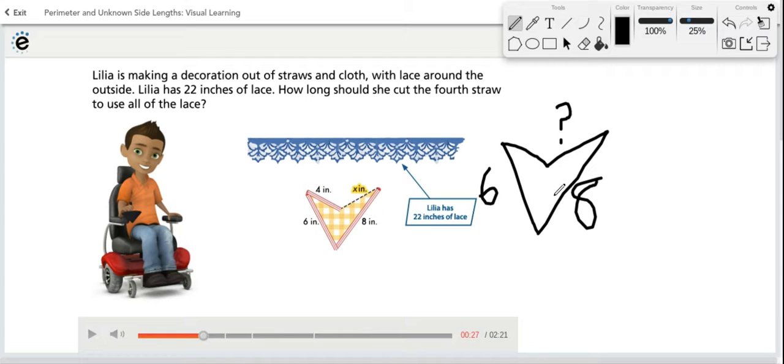Remember, many times math problems will have a letter to mark an unknown. It means the same thing as a question mark. We're not quite sure what this length is yet. And then this space is 4.